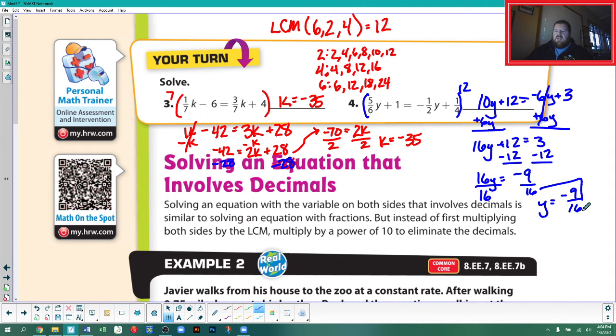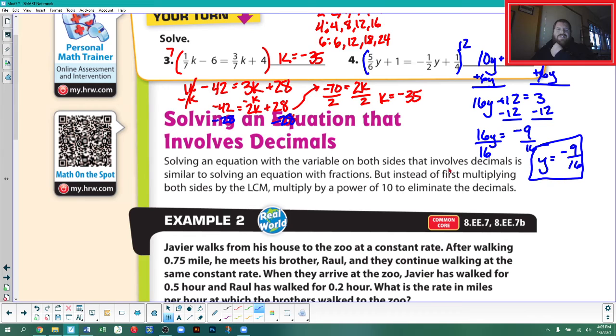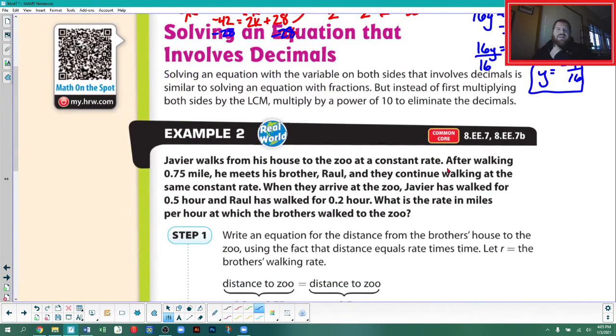I guess I'm believing that. They usually like whole numbers, so I'm just double checking. 2, 10, that's 12, that's -6, that's 3. Yeah, I think so. I did all that math right. Okay. Going with it. -9/16. Okay. All right. Then we can look at how to deal with decimals next.